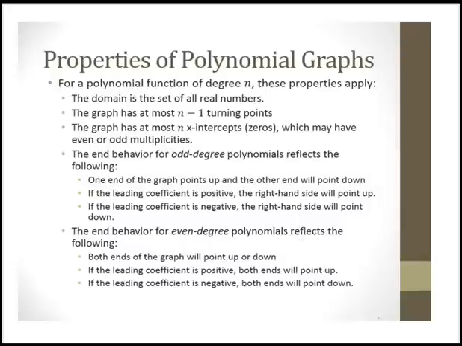End behavior. Odd degree polynomial: one end points up and the other end will point down. If the leading coefficient is positive, the right-hand side will point up, which means the left-hand side will point down. If the leading coefficient is negative, the right-hand side will point down, which means the left-hand side will point up. If we have an even degree polynomial, both ends will point up or down. If the leading coefficient is positive, both ends point up. If the leading coefficient is negative, both ends point down.